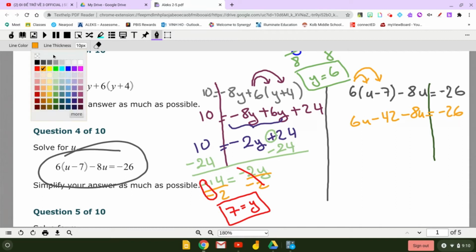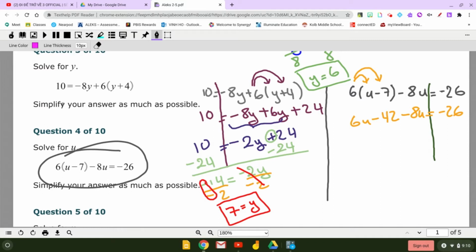What is your next step? What do you think? What is your next step? We will do combining like terms. So 6u and -8u. All right. Opposite sign, so we subtract. So that will give you 2u. 8 is the bigger number and it's negative. So our answer is going to be -2u. Then we bring down -42 and -26.